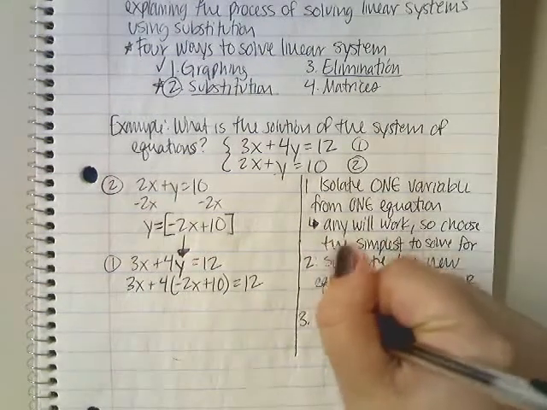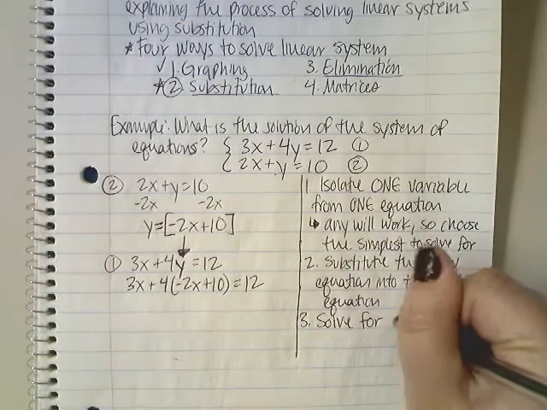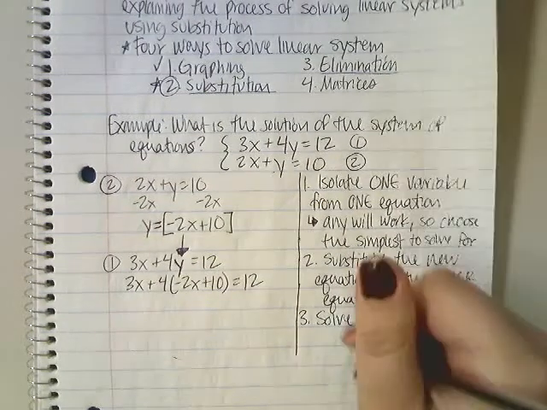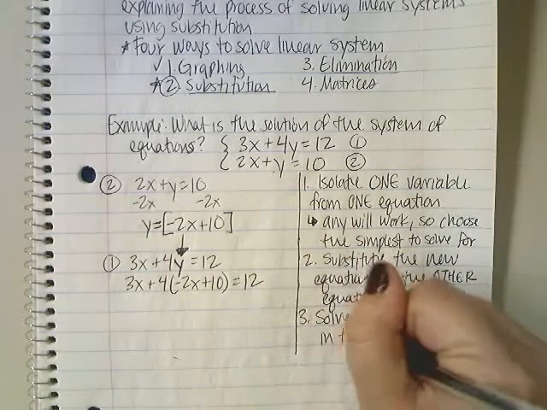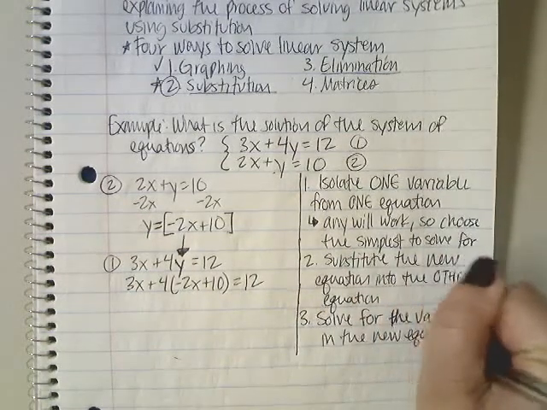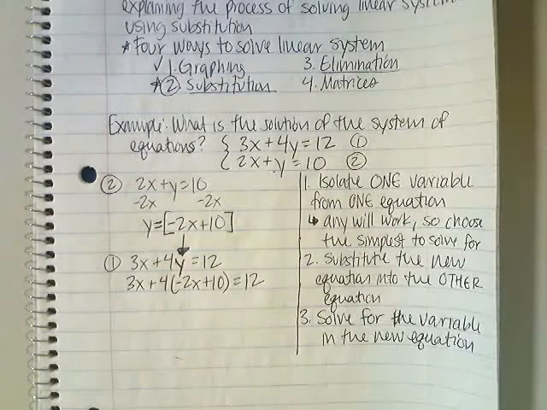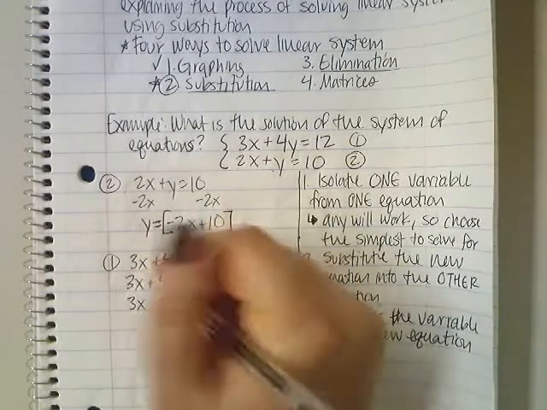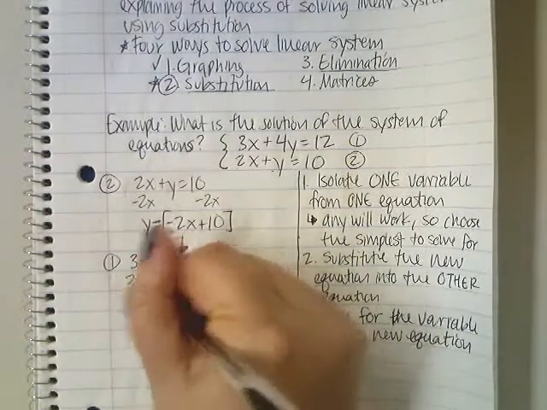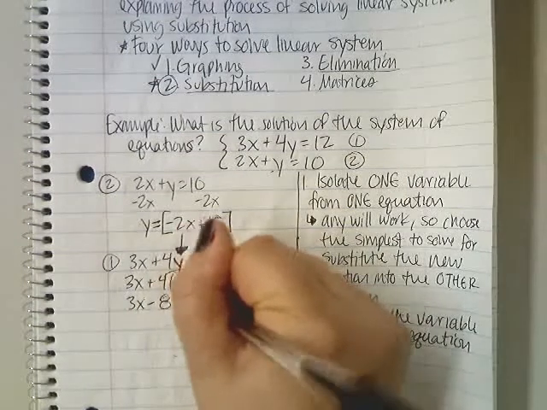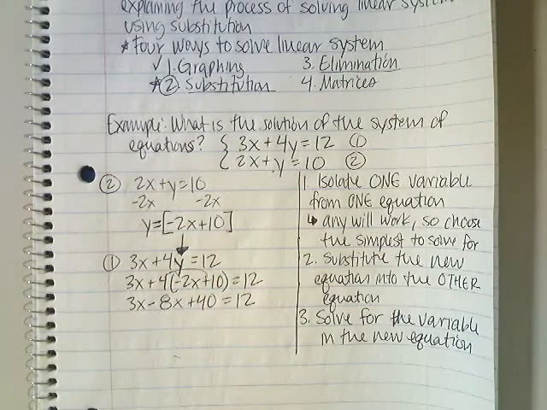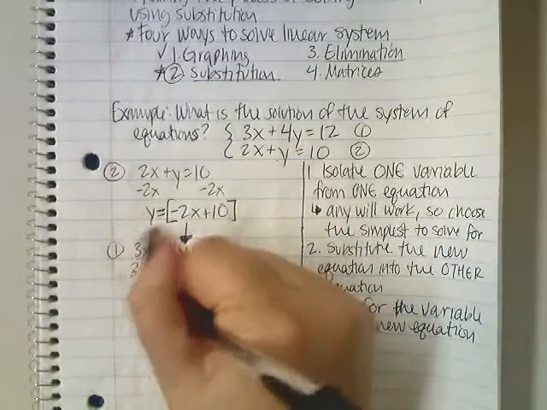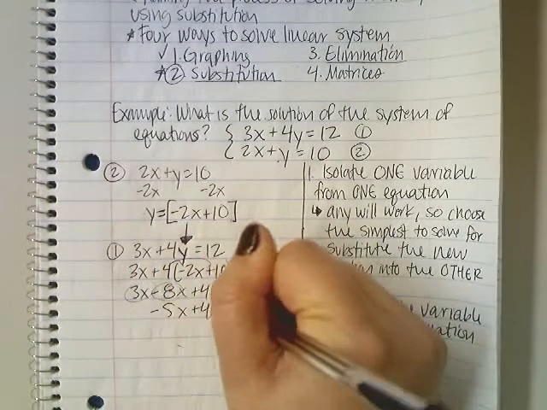Step 3: I'm going to solve for the variable in my new equation. So the first thing I need to do here is distribute the 4 in. I have 3x minus 8x plus 40 equals 12. And I'm going to combine my like terms here. I have 3x and negative 8x, and I get negative 5x plus 40 equals 12.